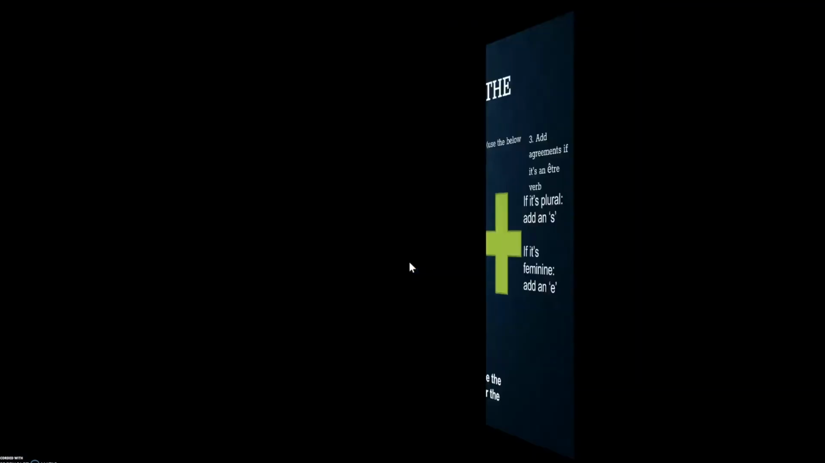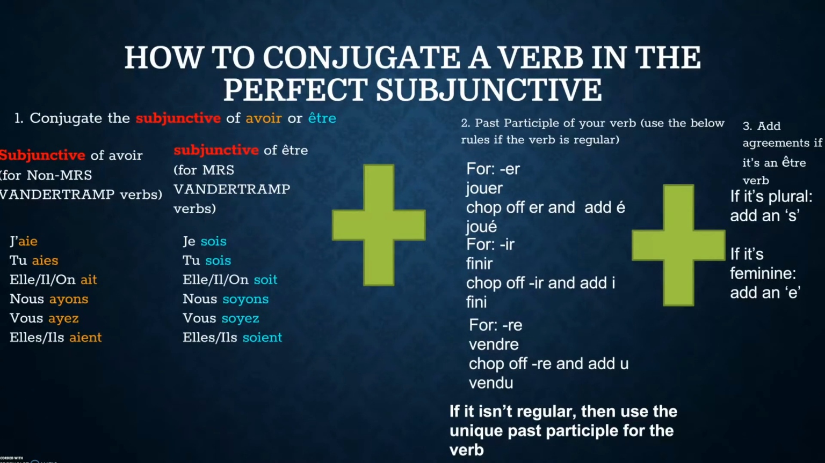Now, past subjunctive. Conjugating a verb in the past subjunctive is the exact same as conjugating a verb in the past, except instead of the present of avoir or être, you're conjugating the subjunctive of avoir or être. So let's take this phrase, I have drunk. If we want to conjugate that in the past subjunctive, you're going to have to ask yourself, what verb is this translation involving? Boire, which is the French verb to drink. Boire isn't a Mrs. Vandertramp verb, so we're going to have to use the subjunctive of avoir. The pronoun here is je, so we're going to have to use the je form of the subjunctive of avoir, which is j'aie. So that's the first half of the conjugation done.